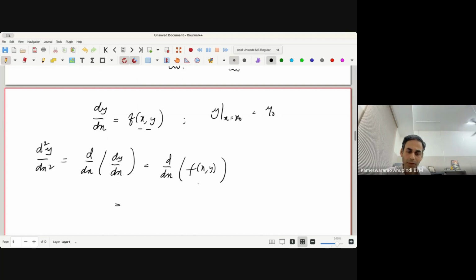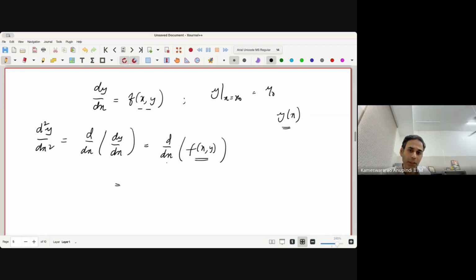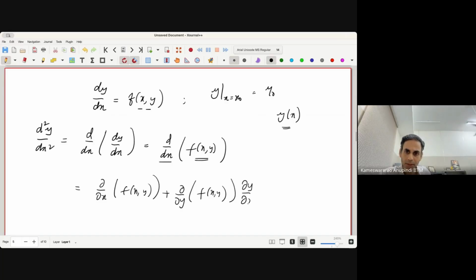But f of x comma y, when you take the derivative with respect to x, is a function of both x and y, which in turn is again a function of x, because y is a function of x. That is what we are trying to solve. So d by dx can be expanded by the chain rule as partial f by partial x plus partial f by partial y times partial y by partial x. How f changes with respect to y is what we are calculating, but then y in turn is a function of x. That's why we are writing d by dx, its change with respect to x is what we are calculating.